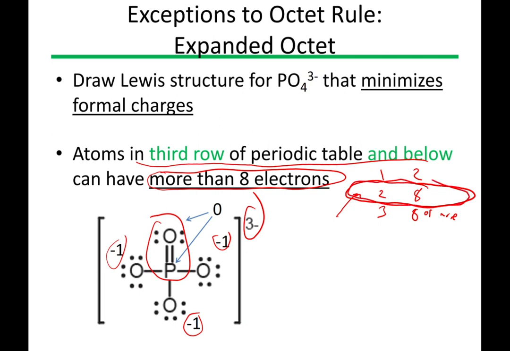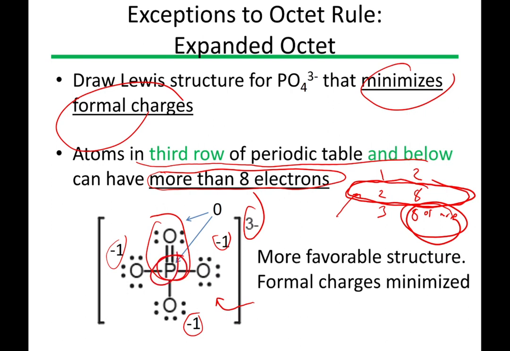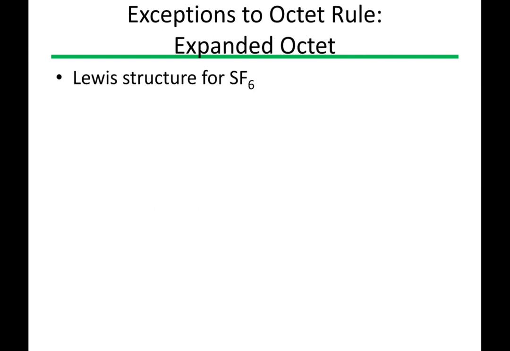But for all the things we might encounter in Gen Chem, if it's in period 3 or higher, it can actually violate the octet rule in order to minimize the formal charge. And we see this a lot in the oxyanions, where the central atom is in period 3 or higher. And since we minimize the formal charges and period 3 is allowed to violate the octet rule, this will be the more favorable structure. Let's look at the Lewis structure for SF6.